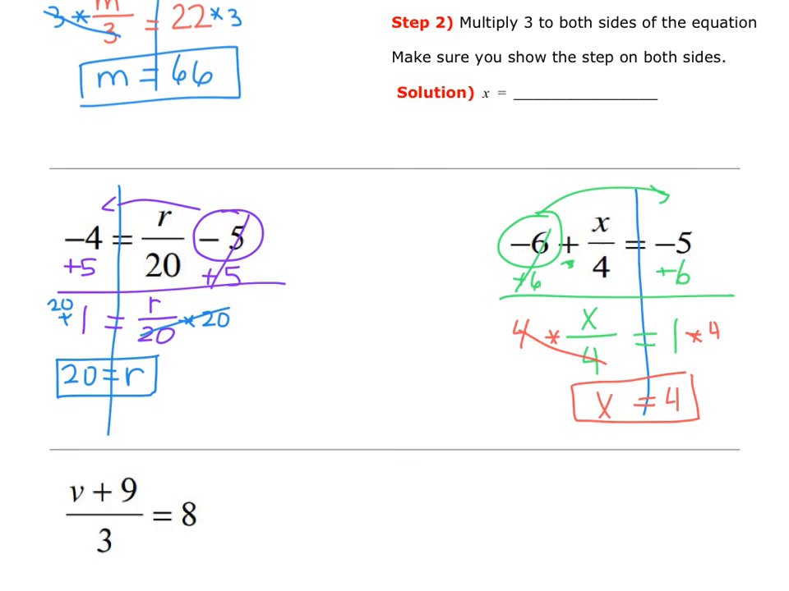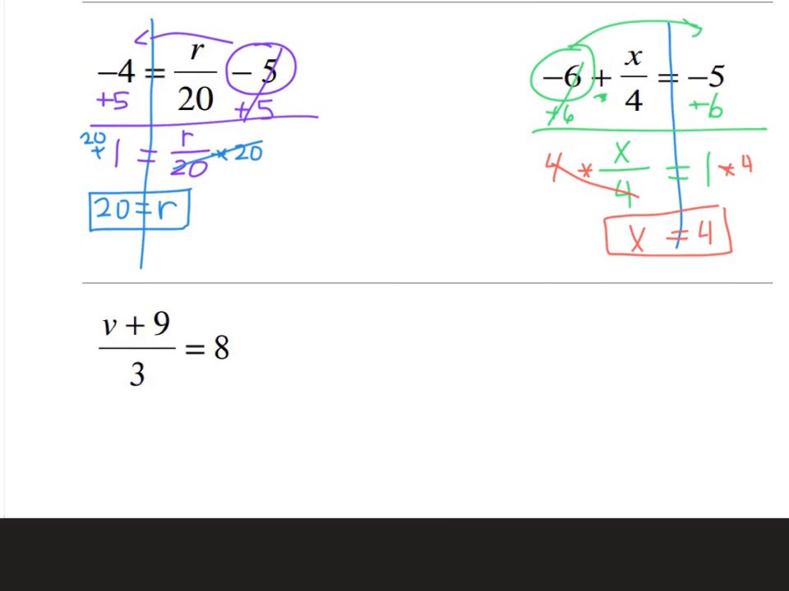Now on this last problem, this one is set up a little bit different than the rest. So let's take a look. We do have v plus 9 all over 3. So the quantity of v plus 9 divided by 3 equals 8. So on the side that has the variable, we see that the 9 is directly with the variable, so we get rid of that 3 first.